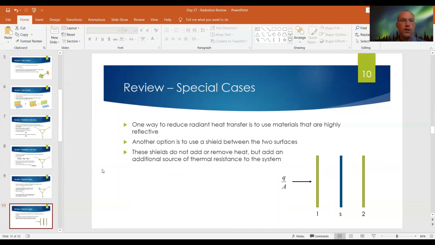Another special case we dealt with is radiation shields. So if we have some object number 1, another object number 2, and some heat flux Q over A going in. If I want to reduce the amount of radiation being transferred between object 1 and object 2, an easy thing to do is put a shield down in the middle of them. This doesn't actually add or remove heat. All it does is give me an extra source of thermal resistance.